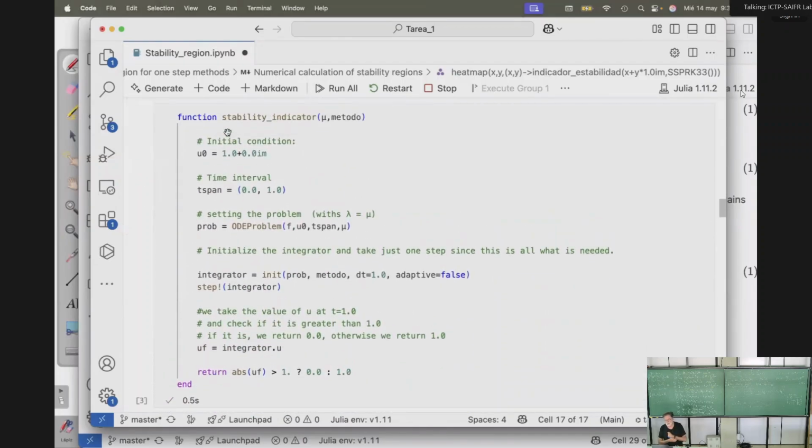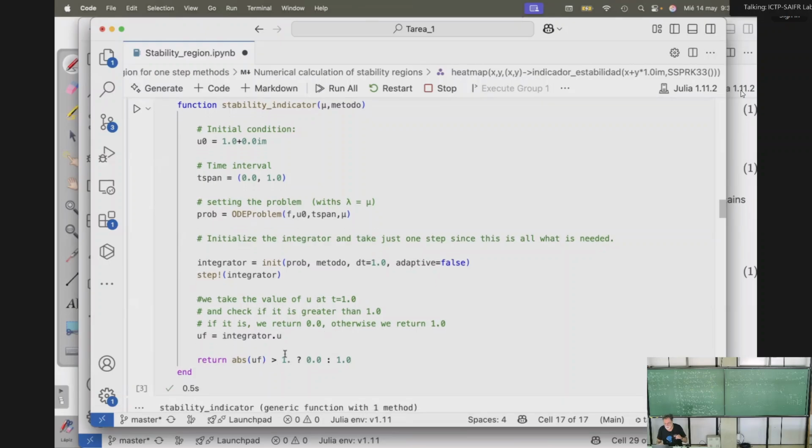So we create this function, stability indicator, which, given the mu and the method, produces the stability factor, this 1 plus a that we had before, and returns either 1 or 0. If the absolute value of this is bigger than 1, then return 0, otherwise return 1. So the area where it's stable has a 1, and the area where it is unstable has a 0. And the way it does it is take delta t equal to 1. So mu is equal to lambda in this case.